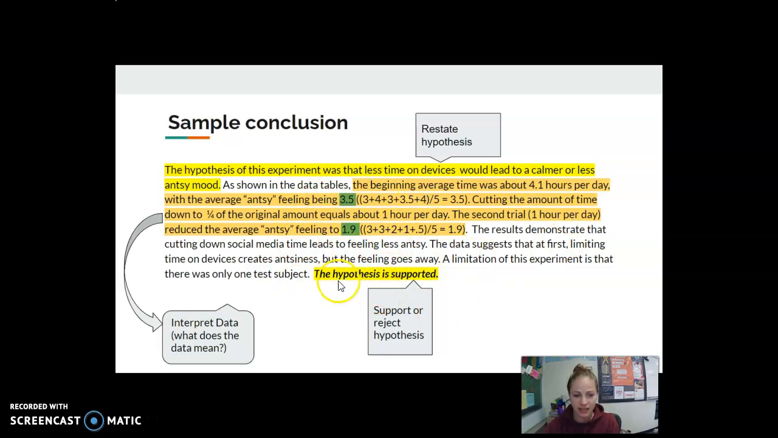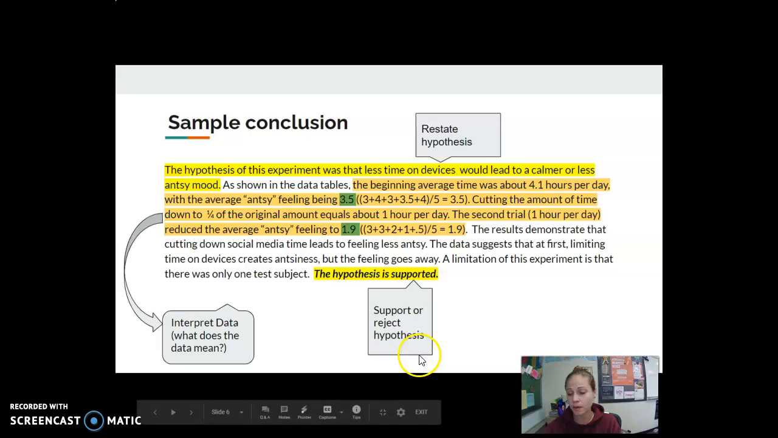from this data, the hypothesis is supported. Notice I didn't say the hypothesis is true and I proved it. No, the data from this experiment supports the hypothesis. Okay, if every single 8th grader at KMS also did this, I bet you the hypothesis would not be supported by some of you, some of your data. Many others might. I don't know. We'd have to run that and find out. But these are the basic parts: restate hypothesis, interpret your data, and then you support or reject your hypothesis.